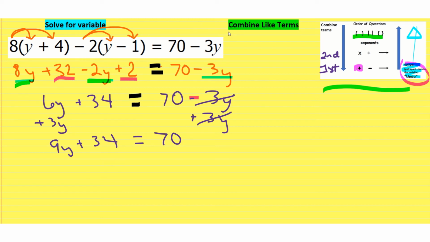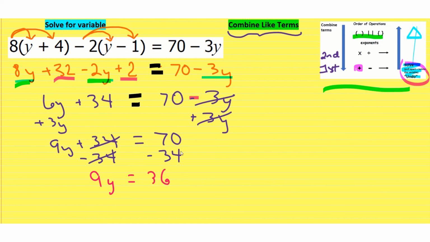Again, my goal throughout this is to combine my like terms. So now I want to figure out how to get this constant of 34 over here with the 70. So I can go ahead and undo this plus 34 by subtracting 34. If I do it to one side, I must do it to the other side to keep everything balanced and equal and happy. Okay, so now at this point, I have 9y is equal to 70 minus 34. Let's see, 70 minus 34, I believe that would be 36.